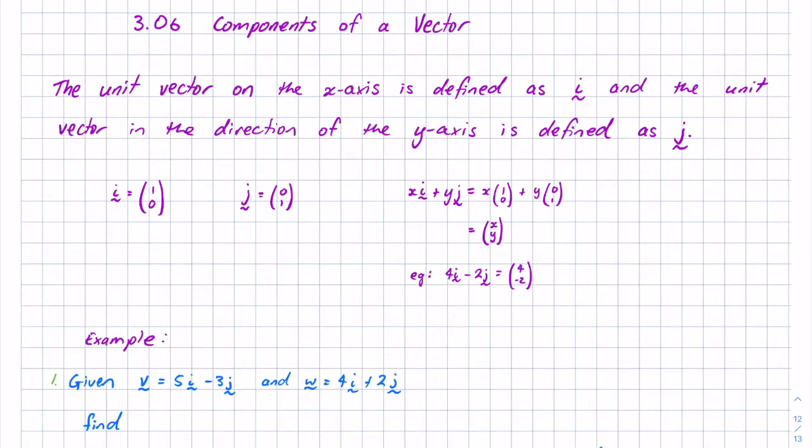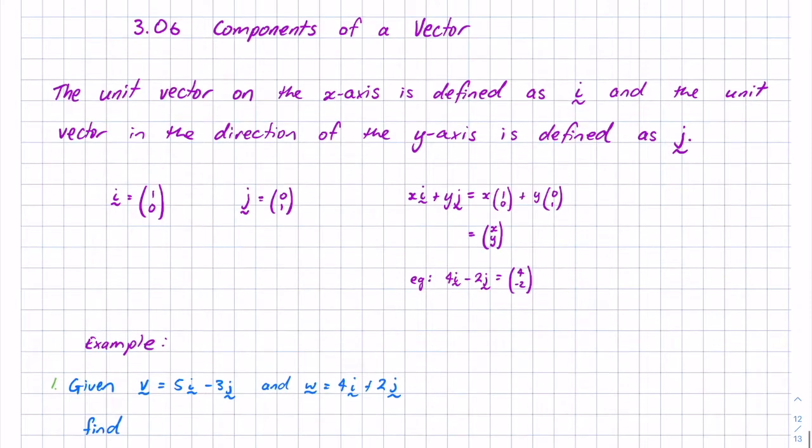Okay, so the last exercise in this chapter is exercise 306, components of a vector. So the unit vector on the x-axis is defined as i, as we've mentioned before, and the unit vector in the direction of the y-axis is defined as j. So we could write that i is equal to (1, 0), so 1 across, 0 up. And j is equal to (0, 1), so 0 across, 1 up.